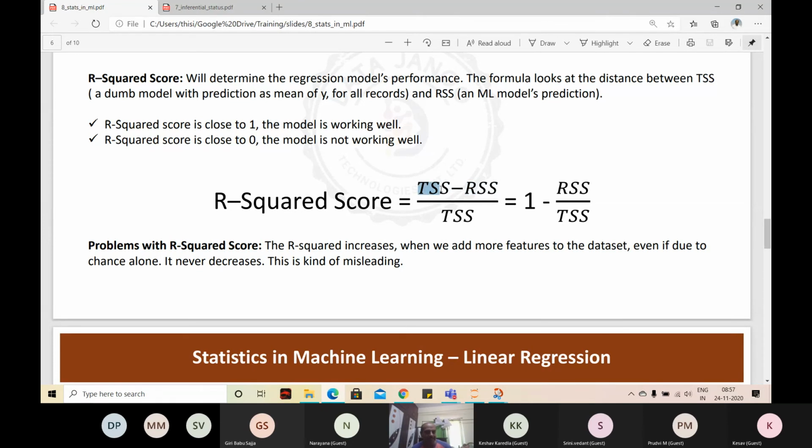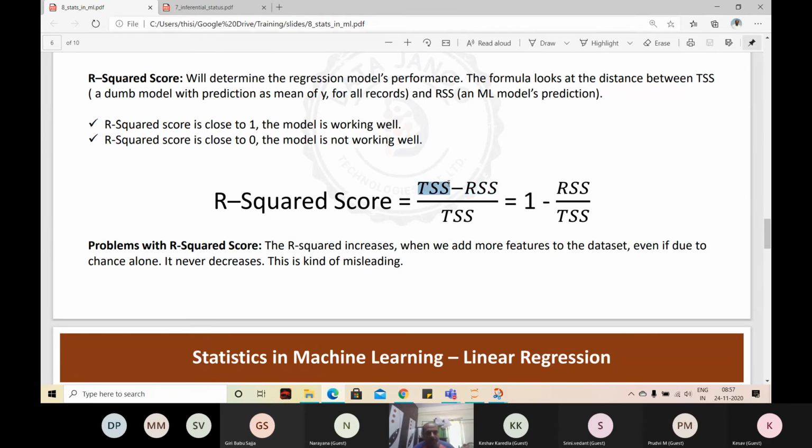So, if the distance between the dumb model and the intelligent model is close to each other, what will happen to the numerator? If TSS and RSS are close to each other, what will happen to the numerator? It's close to zero. Close to zero, right? So the R square score will come to zero.